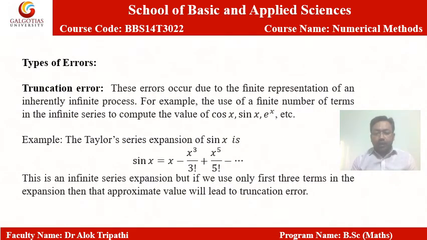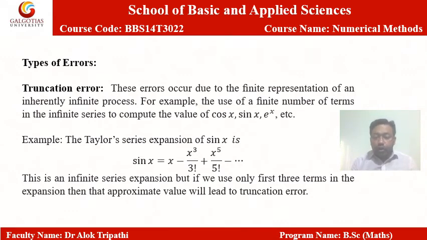Now the next type of error is truncation error. These errors occur due to the finite representation of an inherently infinite process. We know that the Taylor series expansion of sin x is: sin x equals x minus x cubed upon factorial 3 plus x to the power 5 upon factorial 5 minus x to the power 7 upon factorial 7, and so on. So this is an infinite series expansion.